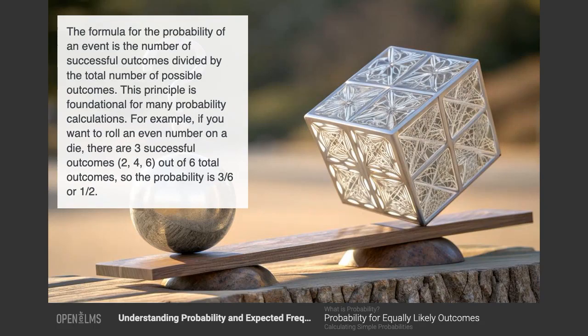The formula for the probability of an event is the number of successful outcomes divided by the total number of possible outcomes. This principle is foundational for many probability calculations. For example, if you want to roll an even number on a die, there are 3 successful outcomes, 2, 4, 6, out of 6 total outcomes, so the probability is 3/6, or 1/2.